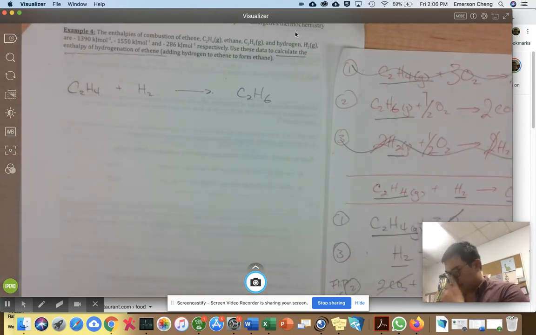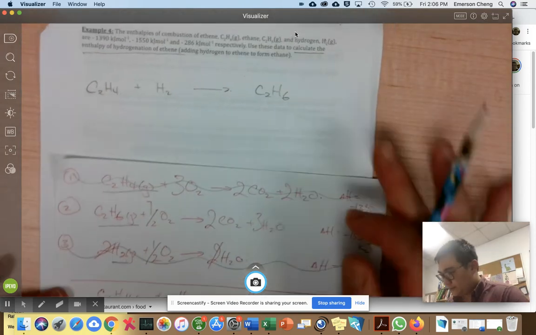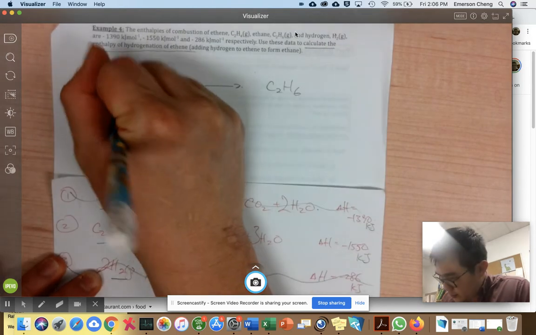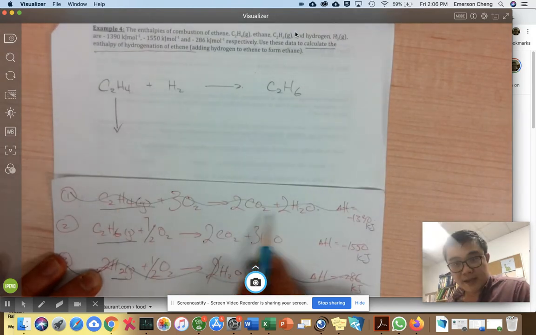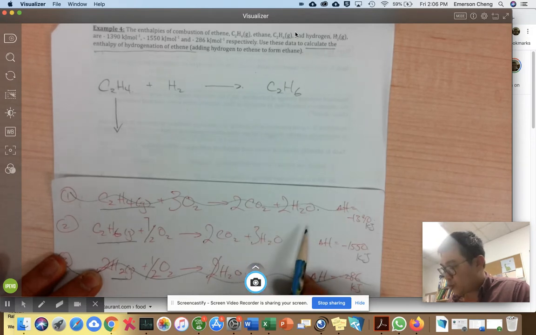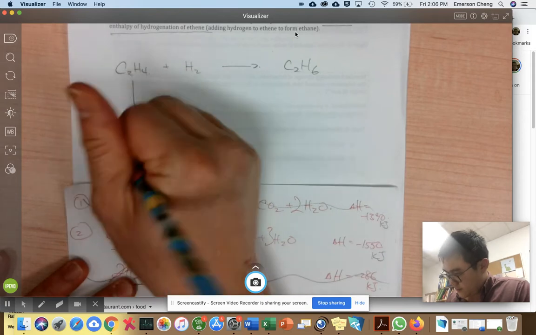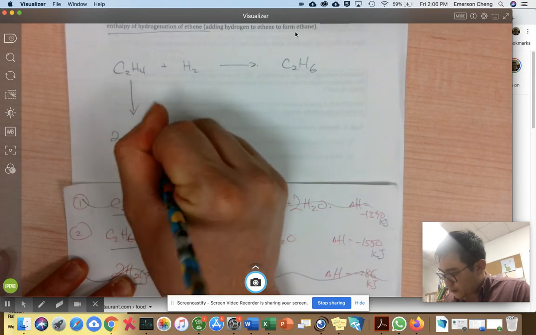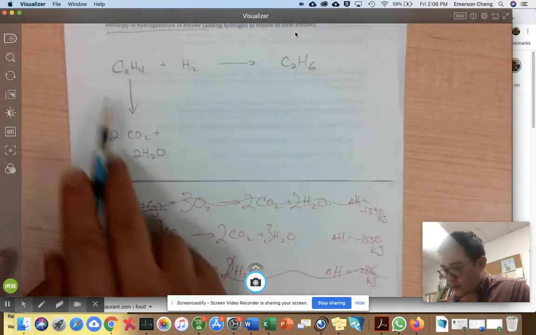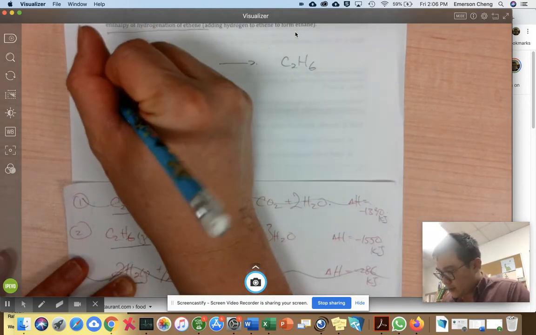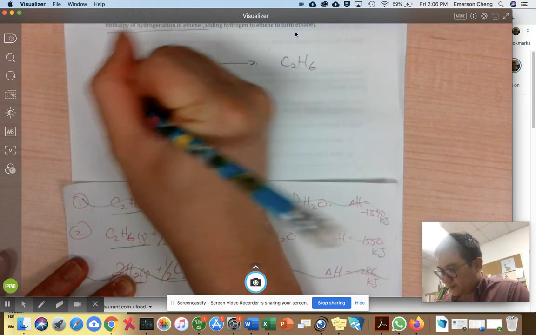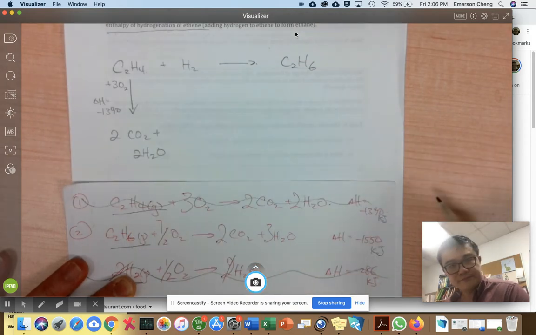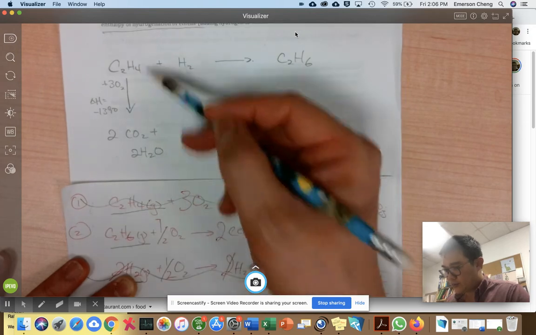Now, if you look back at these equations, the combustion of C2H4 gives me carbon dioxide and water, 2 carbon dioxide and 2 water to be exact. So 2 carbon dioxide plus 2 water. Over this arrow, you need 3 oxygen for that, and the delta H here is minus 1390. Okay? So essentially, it's this equation. I just wrote it this way.